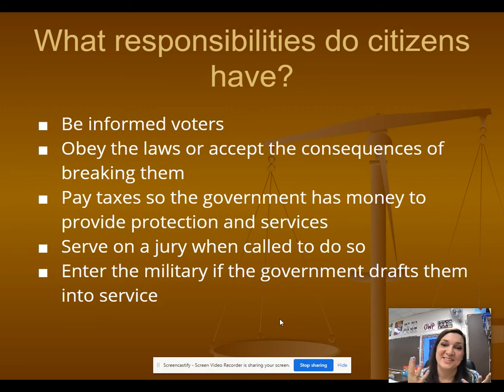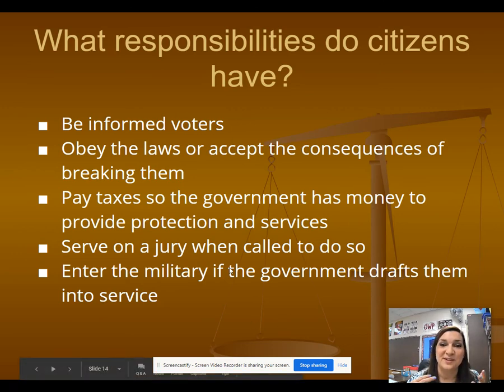Citizens in a democracy have to serve on a jury when they're called to do so. If you serve on a jury, you go to hear a court case, determine if someone is innocent or guilty. And also, in most democracies, citizens have to enter the military if the government drafts them into service. And that even includes in the United States.